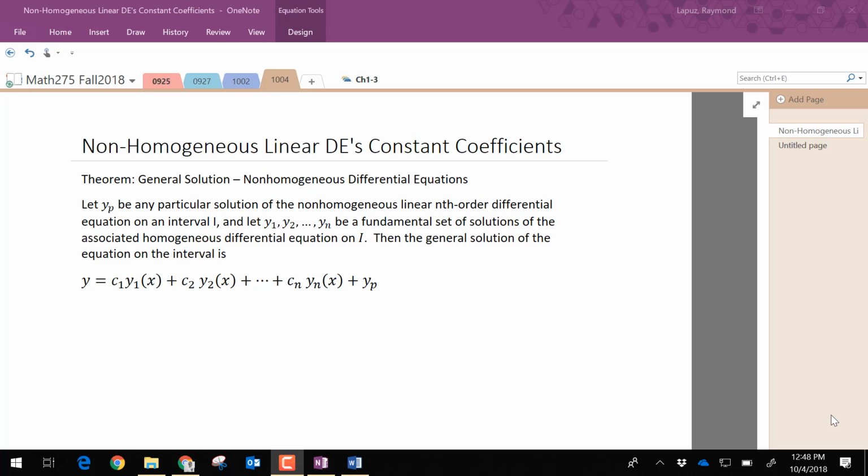So the general solution for the non-homogeneous equation will include a linear combination of all of these fundamental solutions plus one particular solution that would satisfy the non-homogeneous differential equation. So the first step in doing these problems is the homogeneous part.